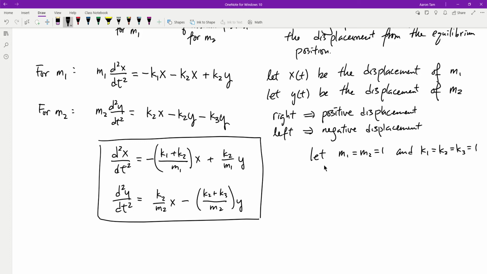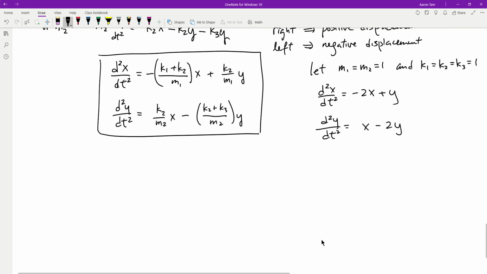If that's the case, then I can define my system of equations to turn into this. d squared x over dt squared equals negative 2x plus y. And d squared y over dt squared equals x minus 2y. And now it becomes a lot more manageable, so we can actually solve this system.